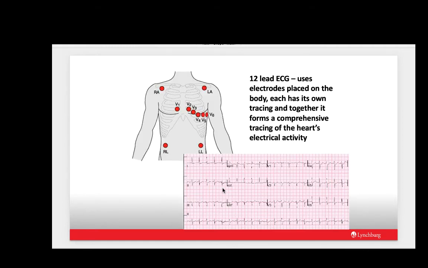Okay. Typically what we see in the clinical setting is a 12-lead ECG. We place electrodes on the body in all these different locations, and each one generates its own tracing. Then when we put it all together, it looks like our typical ECG that we kind of recognize. So this is a combination of the electrical activity of the entire heart.